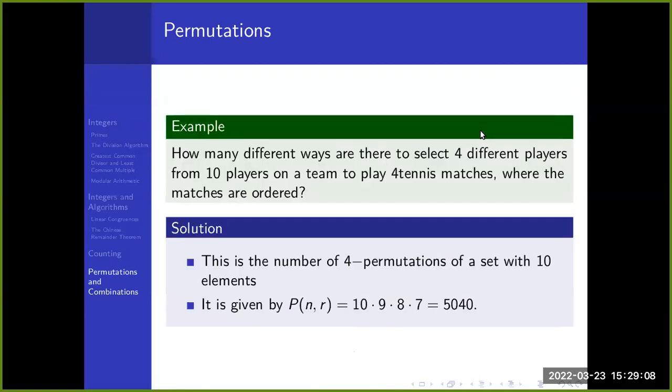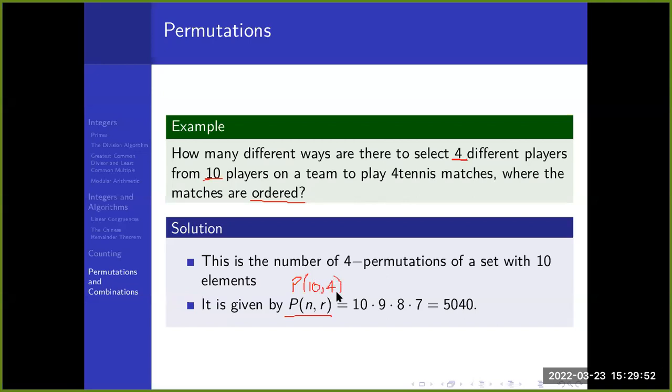So let's check the next one. Here is an example. It says, how many different ways are there to select 4 different players from 10 players on a team to play 4 tennis matches where the matches are ordered? So the key word here is the matches are ordered. And then the other thing we need to note is we are picking 4 from a set of 10. So we are looking for all the 4-permutations from a set with 10 elements. And if you apply the formula, n should have been replaced with 10, and r is now 4.